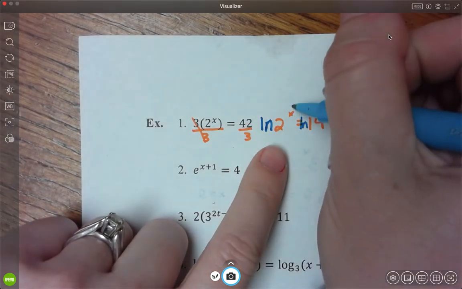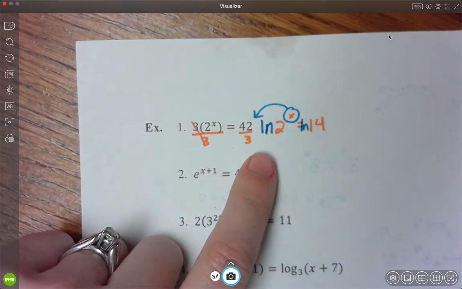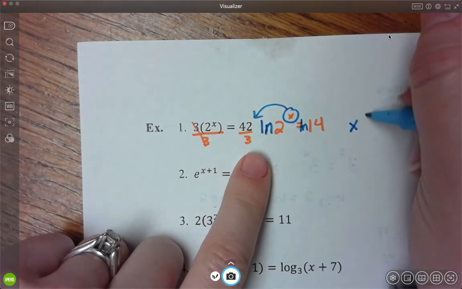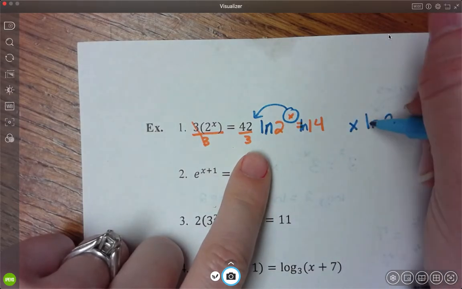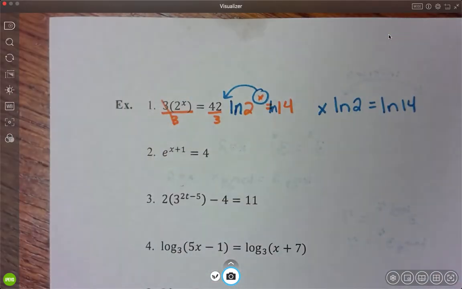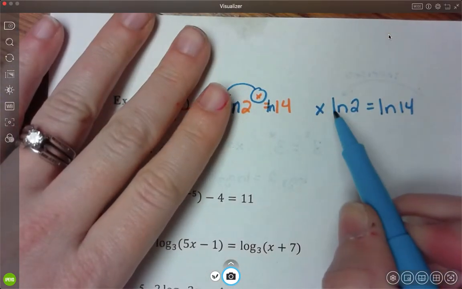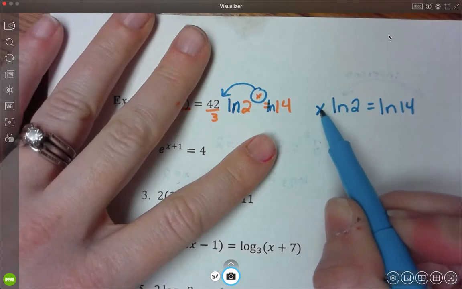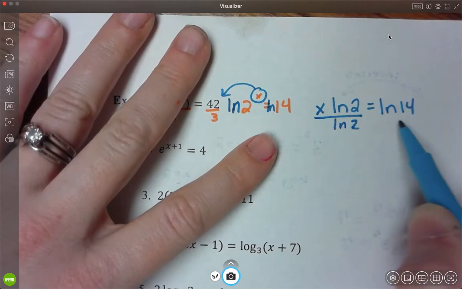And then I can bring that x down in front, okay? So x ln of 2 equals ln 14. So I'm inserting a log when there wasn't already one there. And then to get the x by itself, I would divide by ln of 2.